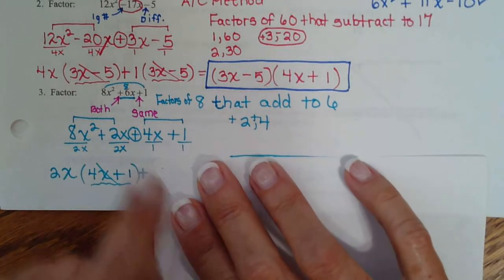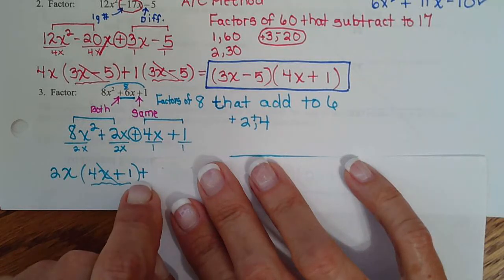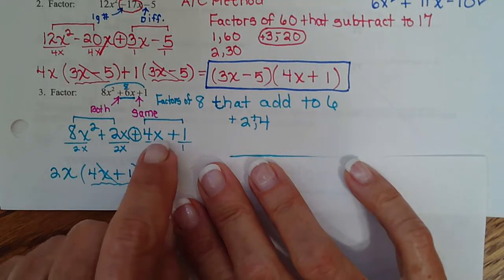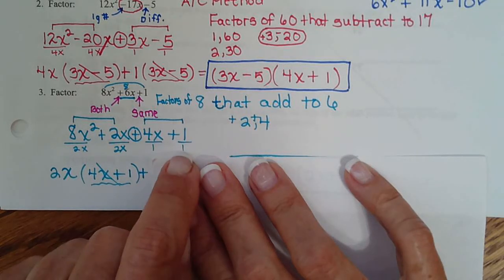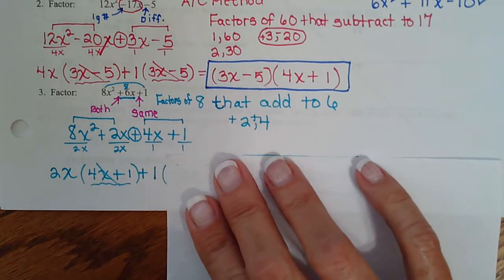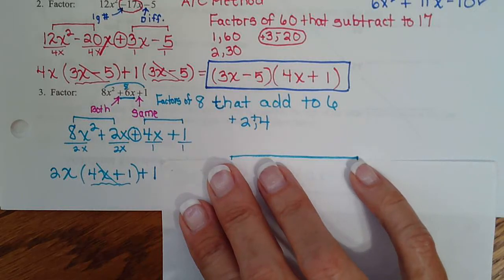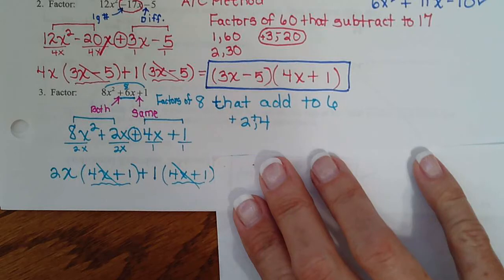Then I always bring down the next sign. So the sign in the middle is what comes down. And then I look here and I go, oh, well, the only thing these guys have in common is 1. Well, 1 can be a GCF. So I put a 1 outside, divide each of these by 1, and I get 4x plus 1.